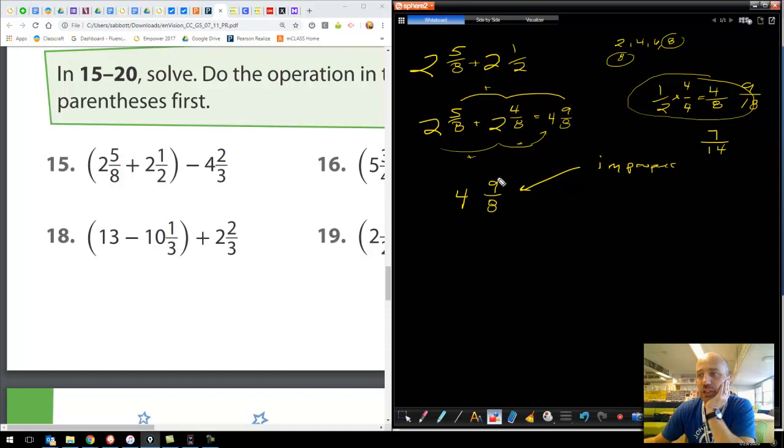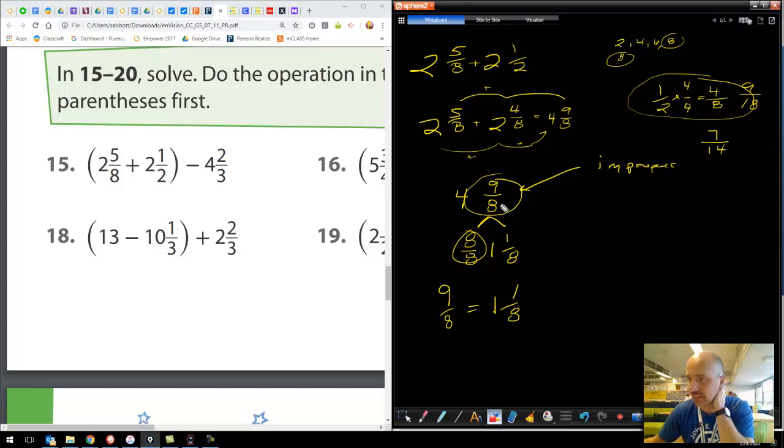So what we need to do is break that out. We'll do a little number bond on this guy here. If I take 1 whole, that would be 8/8. And if I took out 8/8, I would be left with 1/8. And so ultimately I can say that 9/8 is equal to 1 and 1/8.